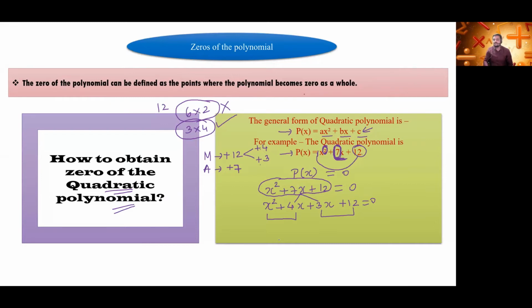So tell me, from the first 2 terms what is common? Yes Devanshu, what is common from the first 2 terms? Devanshu, I can't hear you. Sir, x is the common factor. Absolutely correct, x is common. So what is remaining inside the bracket? x plus 4 is remaining. Now, from the third and fourth terms, what is common, Devanshu?